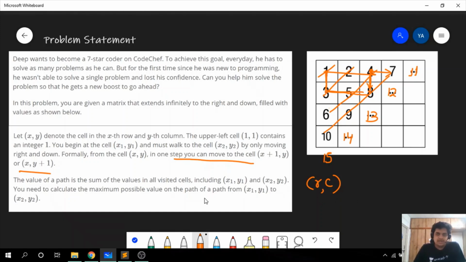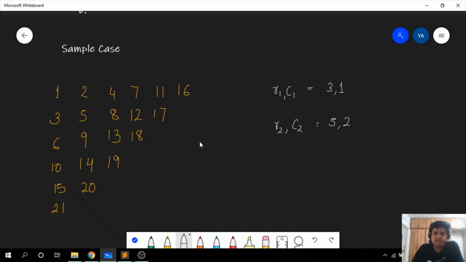Let us understand this better with the help of a sample case. Let us consider this sample case. Here we have r1 comma c1 as 3 comma 1. This is 3 comma 1, this index. And let us see what is r2 comma c2. It is 5 comma 2. So this index, right? Now let us see all the paths that lie from this to this index.